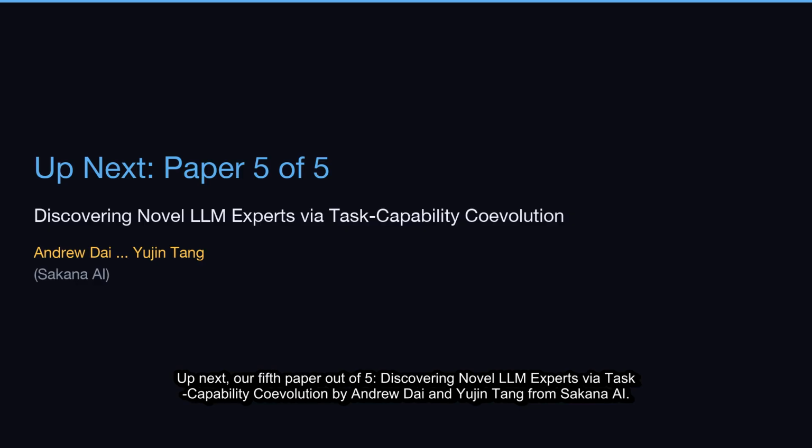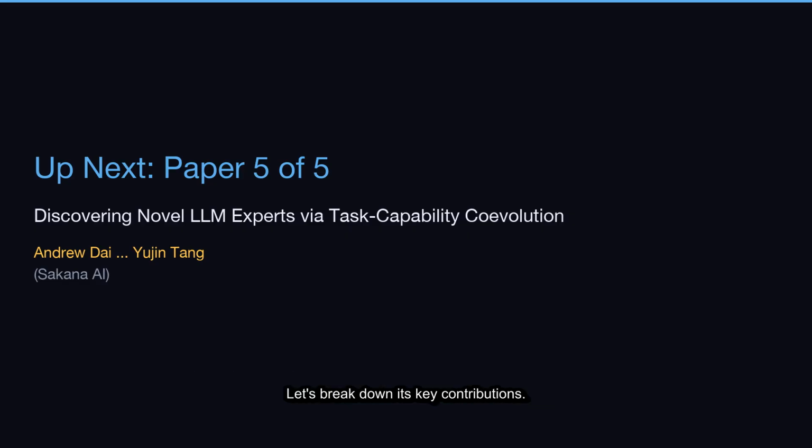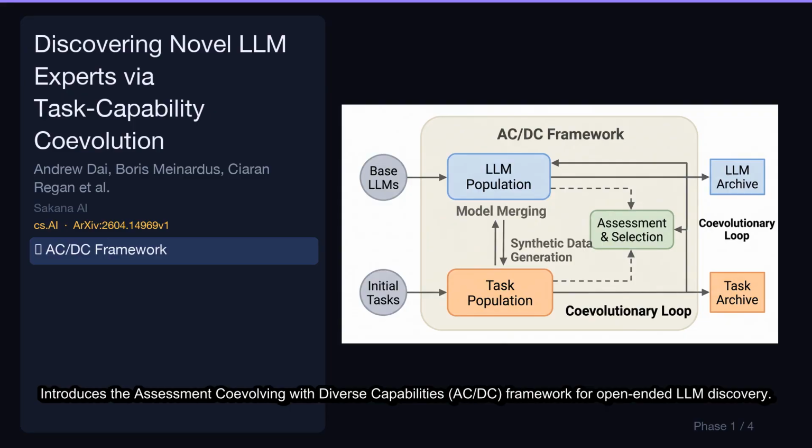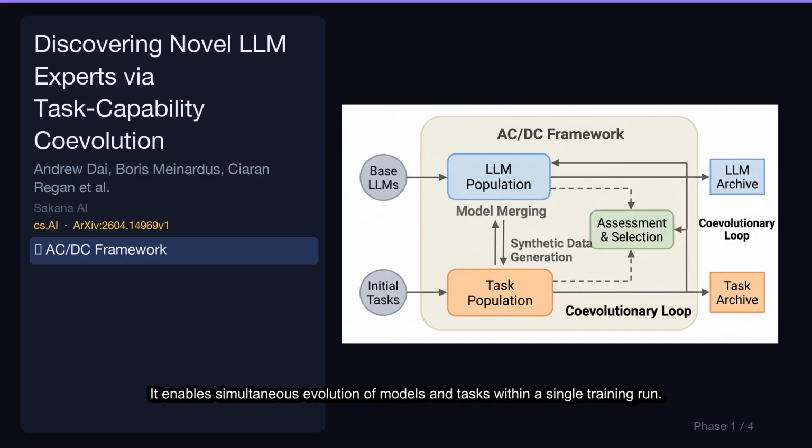Up next, our fifth paper out of 5, Discovering Novel LLM Experts via Task-Capability Coevolution by Andrew Dai and Yujin Tang from Sakana AI. Let's break down its key contributions. Introduces the Assessment Coevolving with Diverse Capabilities, ACDC, framework for open-ended LLM discovery. It enables simultaneous evolution of models and tasks within a single training run.